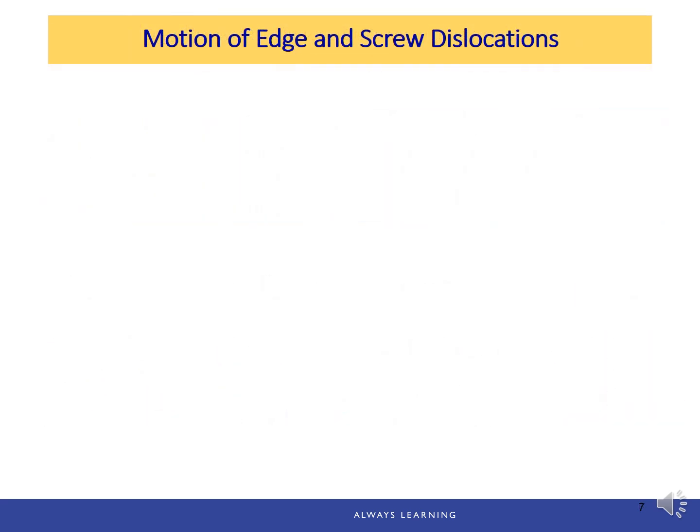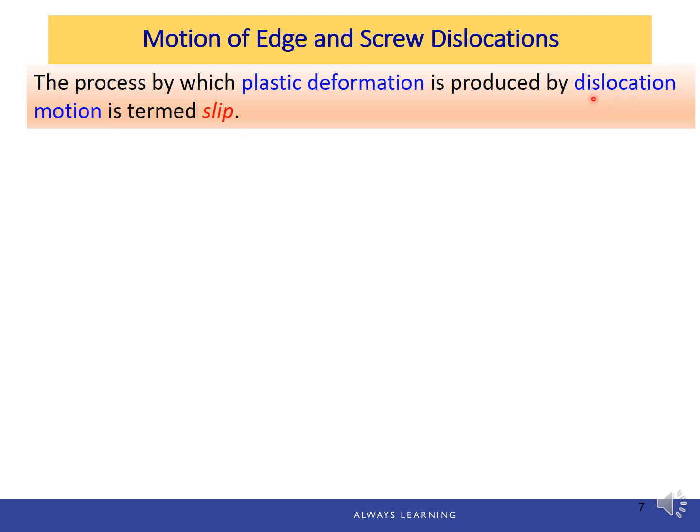But the dislocation motion is not termed carpet motion or caterpillar movement. Instead, we have a term for dislocation motion, which is slip. The process by which plastic deformation is produced by dislocation motion is termed slip. The macroscopic plastic deformation simply corresponds to permanent deformation that results from the movement of dislocations, or slip, in response to an applied shear stress.